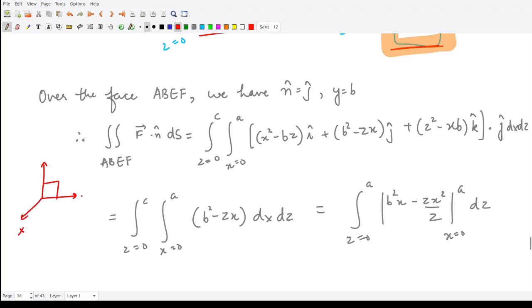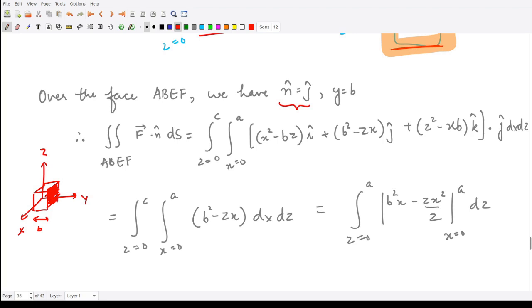So this is x, this is y, this is z. So this is our cube or parallelepiped, right? So here the face ABEF, where n is equal to j cap. So we are talking about this face. For this particular face, how much distance away from the origin is it? It is b units away from the origin.